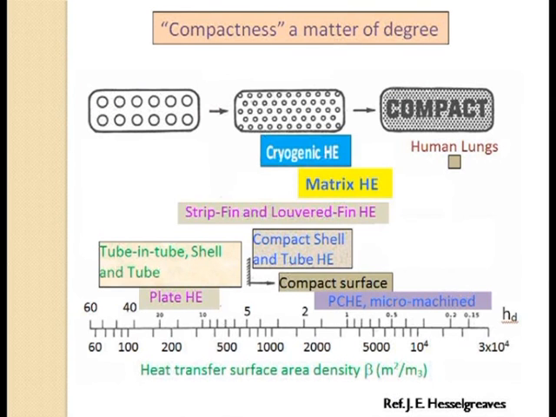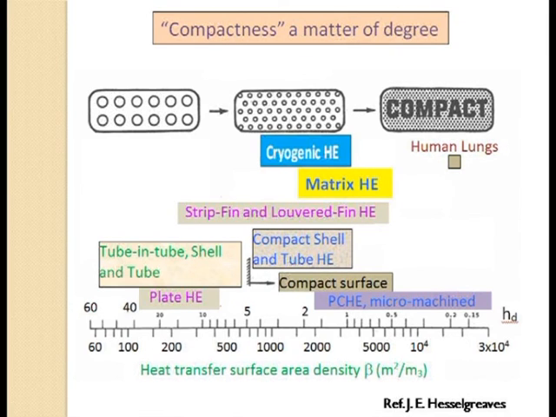Then this chart tells you what type of heat exchanger lies where. This is from a standard book, I have copied it. This is Hazel Grips. You can see different types of heat exchangers. Let us take shell and tube heat exchangers; they are in this region. This line tells you that if your heat exchanger has compactness in this region, it comes under the category of compact heat exchanger, and if it is in this region, it does not. So this is the heat transfer surface area density. This line comes around 700 meter square per meter cube. Sorry, this is not M3, it is meter cube.